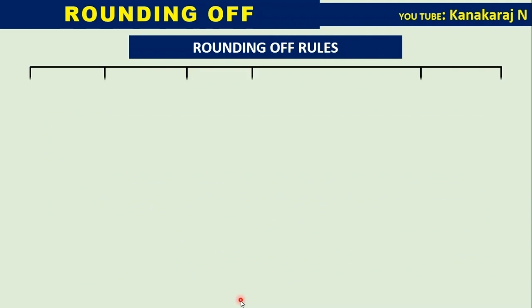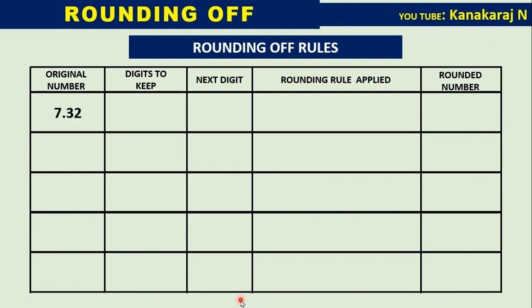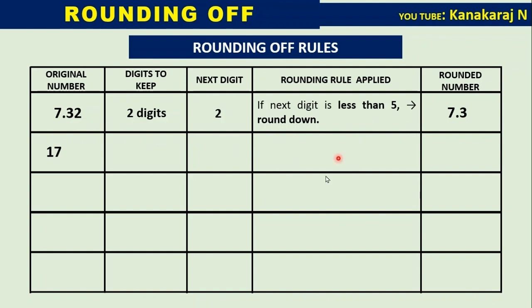Rounding off rules. Original number, digit to keep, next digit, rounding off rules applied, rounded number. Let us see the first example. 7.32. Here we have to keep 2 digits. So we are looking at the third digit, which is 2. Here, if the next digit is less than 5, then we have to round down. So the answer is 7.3.